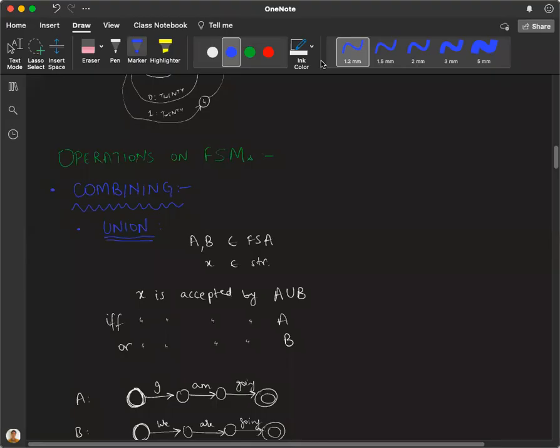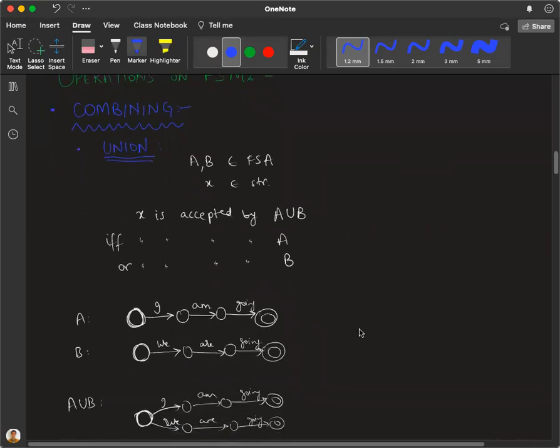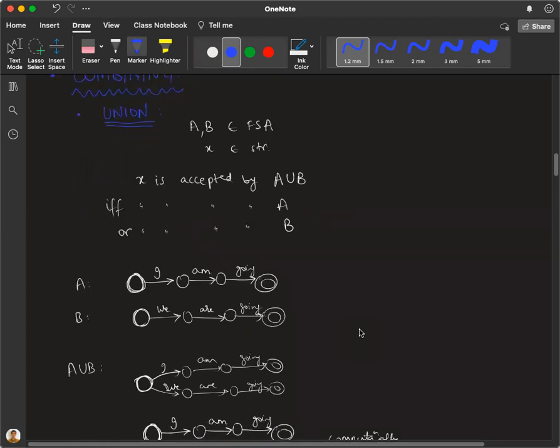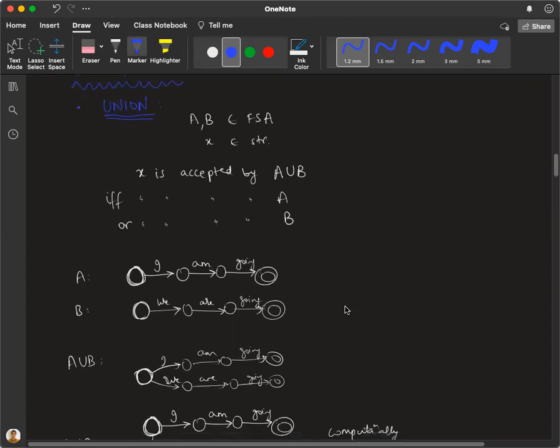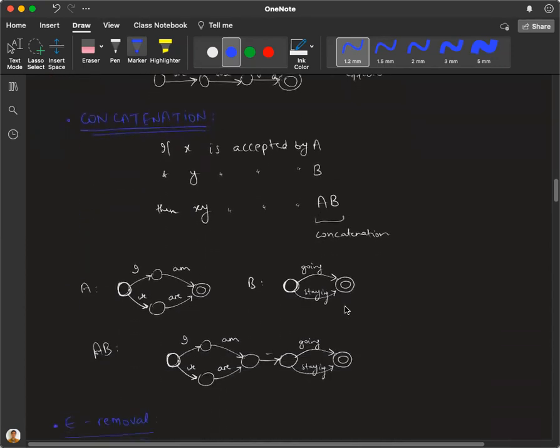Yeah, so we saw different operations on finite state machines, like combining different finite state automata or transducers. It's like union. A union means you are applying an or operation, that either this or this, both the sequences are acceptable. Then concatenation means this followed by this, right? So X followed by Y is accepted by A concatenated with B.